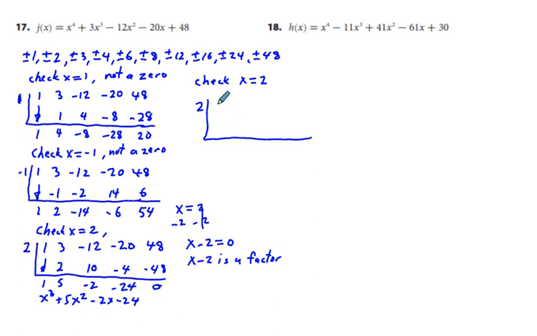So I put 1, x cubed, 5x squared, minus 2x, minus 24. So bring down this 1. We have 1. 2 times 1 is 2. 5 plus 2 is 7. 2 times 7 is 14. Negative 2 plus 14 is 12. 2 times 12 is 24. We're left with 0.